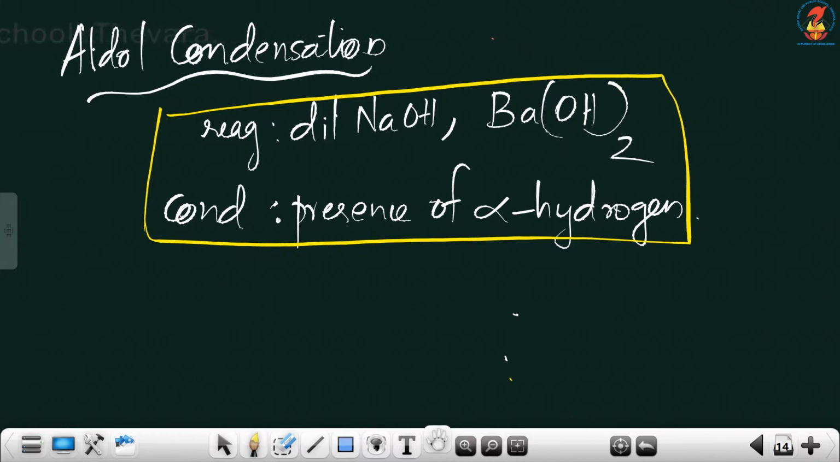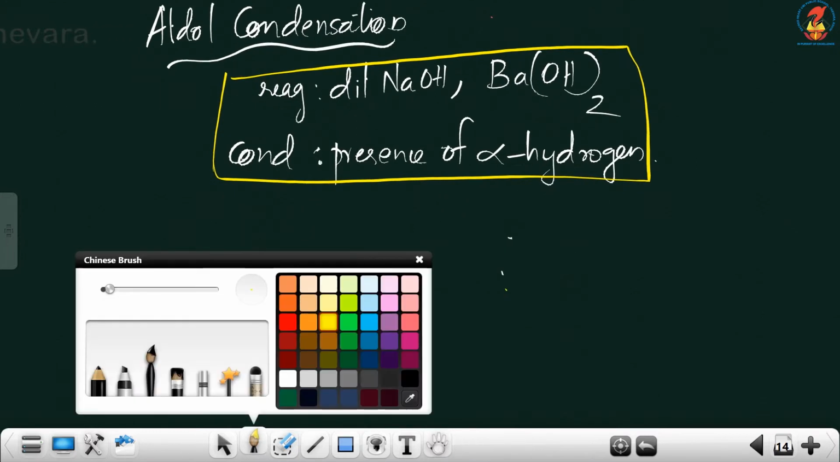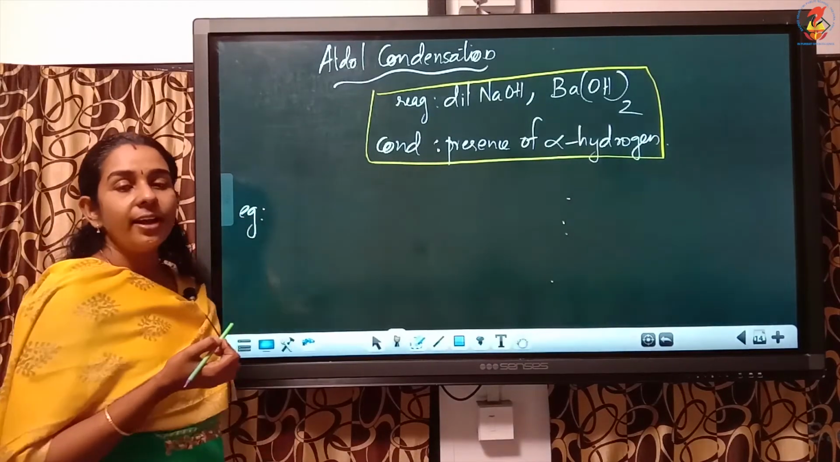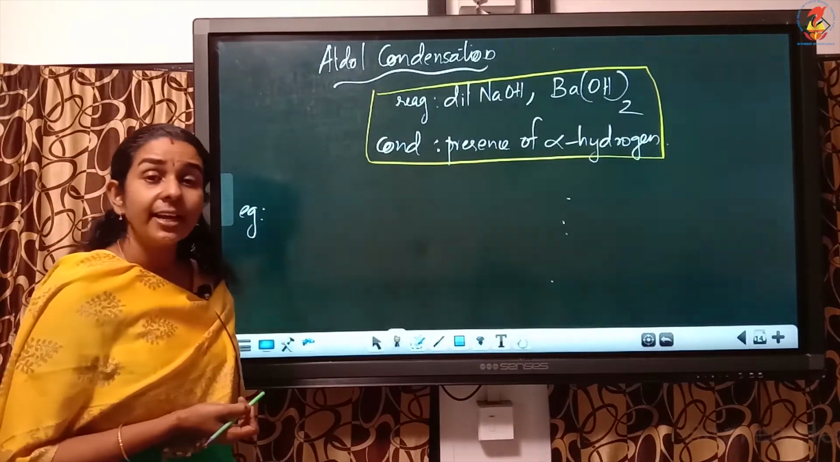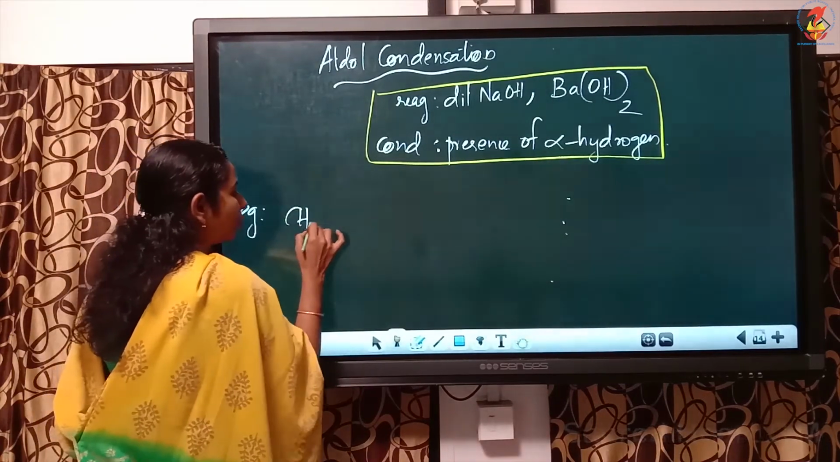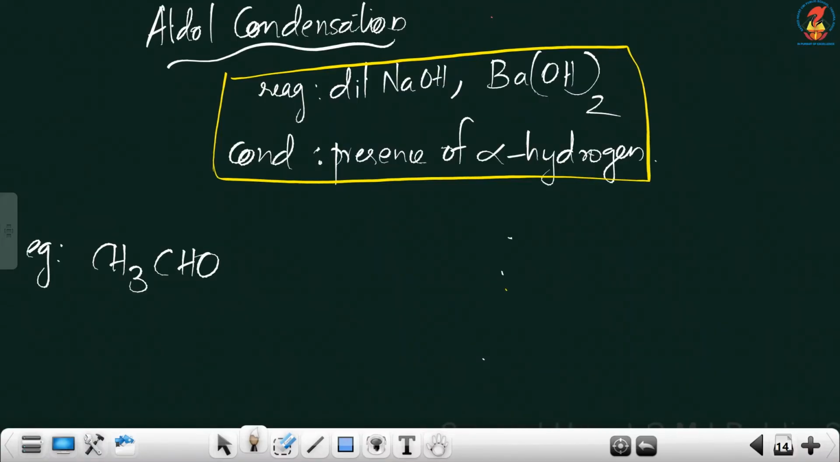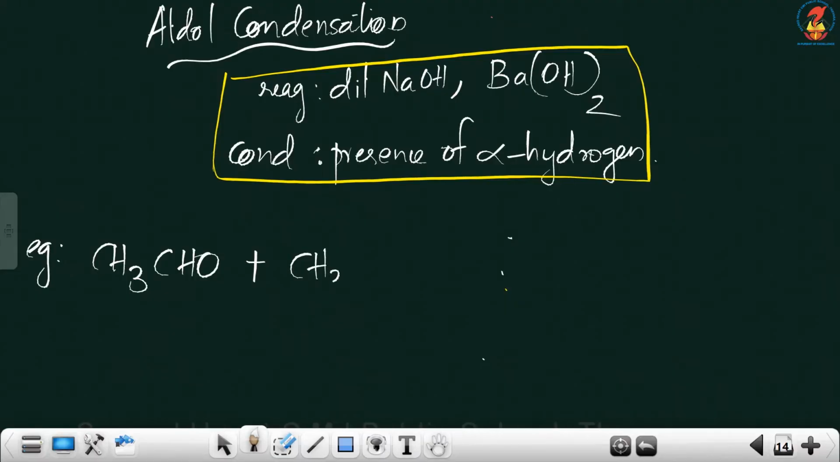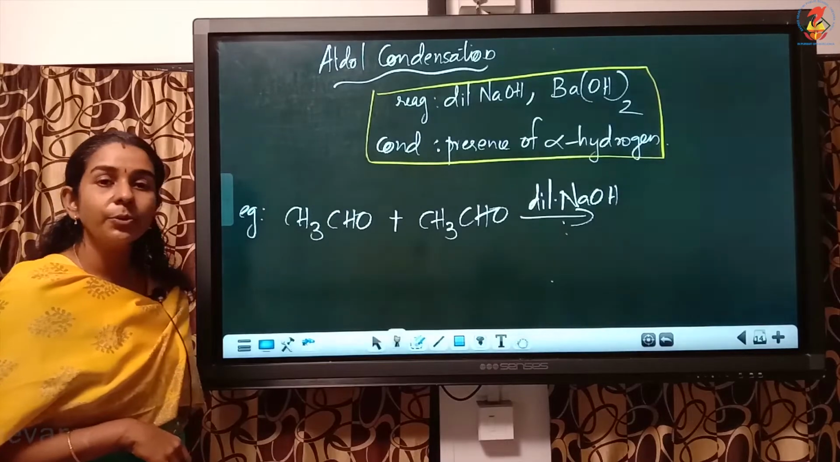Now, we will see with one example what is aldol condensation reaction. The very simple example of an aldehyde which possesses alpha hydrogen is acetaldehyde, isn't it? CH3CHO. Like Cannizzaro reaction, here also we have to take 2 moles of reactants. So, 2 moles of acetaldehyde I am taking, and the reagent we are using is either dilute NaOH or barium hydroxide. So, here I am using dilute NaOH.